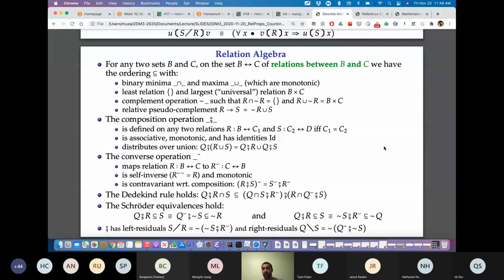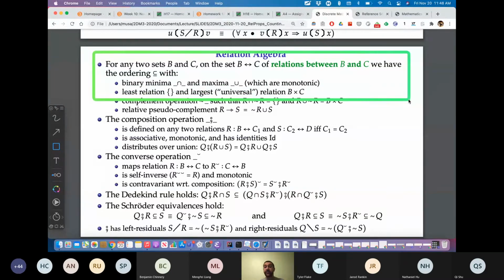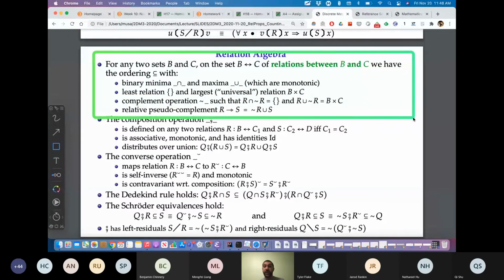This is a slide that you should mostly be familiar with going into midterm 5. Let's just look at it briefly. You should know what a relation is. You should have an idea of what cup and cap are, what intersection and union are, what the empty and the universal relation are, what complement is, and what pseudo-complement is. And these are mostly summarized already in the cheat sheet for you.